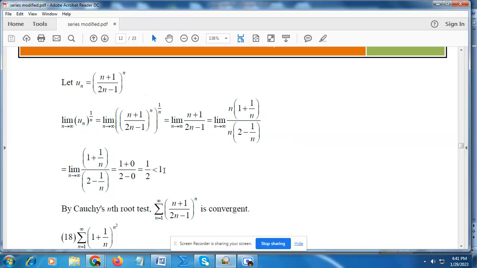Half is certainly less than 1. According to Cauchy's nth test, it is convergent.